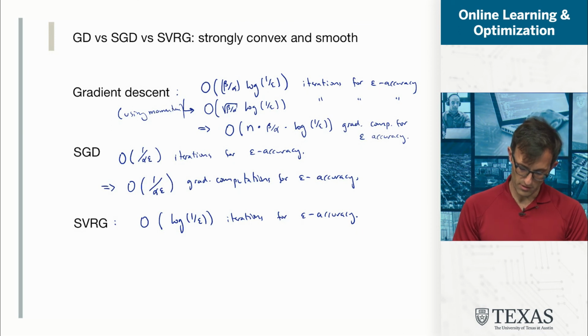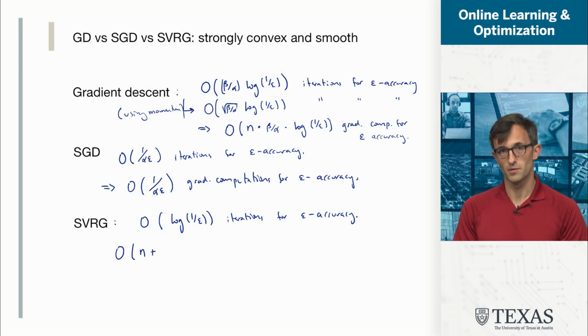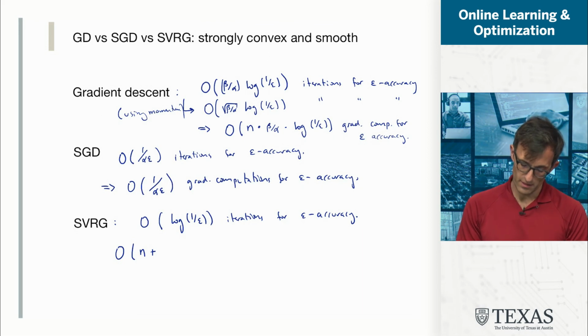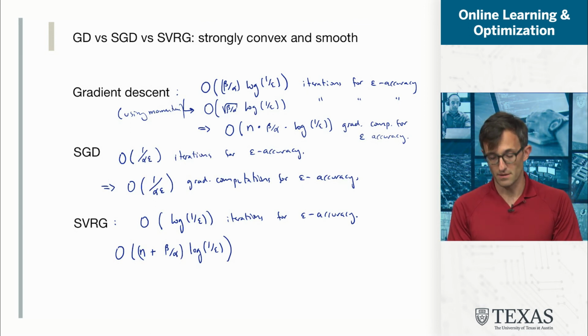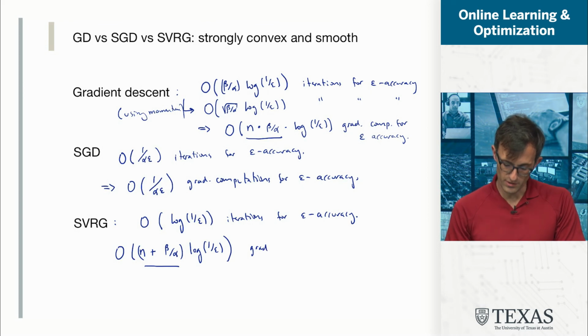So putting this all together, this means that we need order n plus t. Again, t is some multiple, 10, but because I'm using big O notation, I'm going to just drop that constant. N plus beta over alpha times log 1 over epsilon. So we can see how this compares. With gradient descent, we have beta over alpha times n, with stochastic variance reduced gradient descent, we have beta over alpha plus n gradient computations for epsilon accuracy.